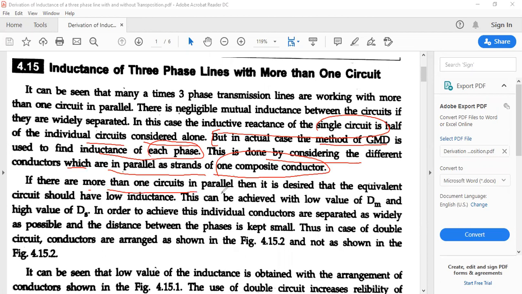If there is more than one circuit in parallel, it is desired that the equivalent circuit should have a low inductance value. This is the main aim, and it can be achieved with a lower value of Dm and a higher value of Ds. To achieve this, the individual conductors are separated as widely as possible, and the distance between the phases is kept small. Thus, in a double circuit line, the conductors are arranged as in the second figure shown.